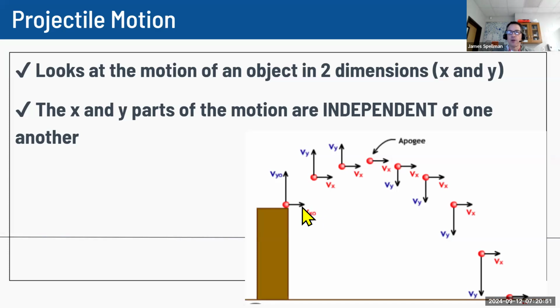But again, you'll notice what happens is basically, if there's no air, the speed of the projectile, or the ball in this case, doesn't change at all as it moves from left to right, but the speed changes as it goes up and down because of gravity.